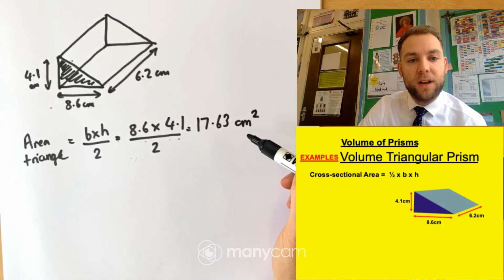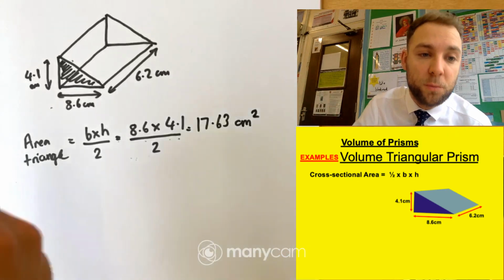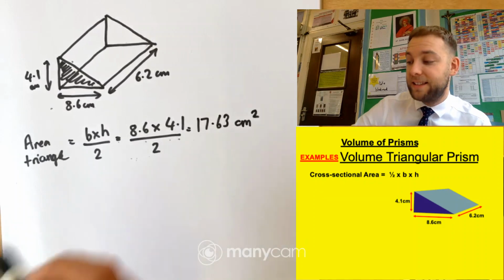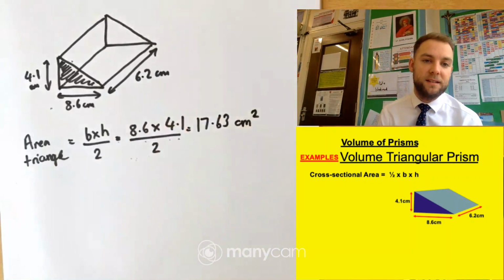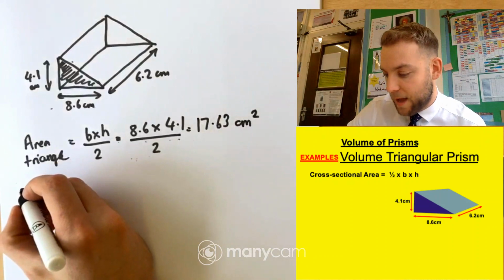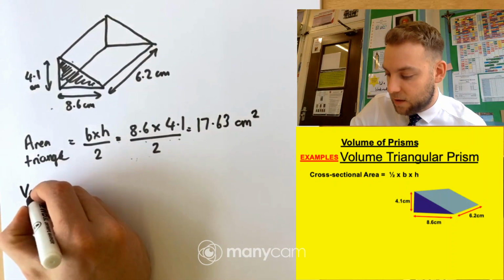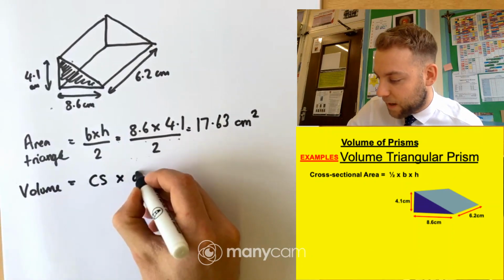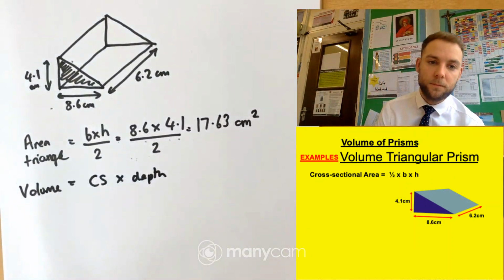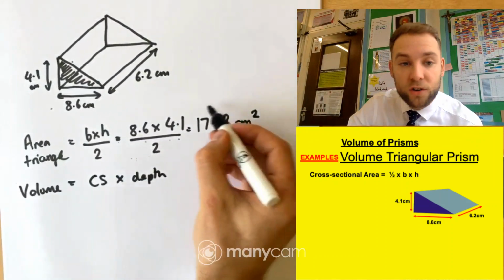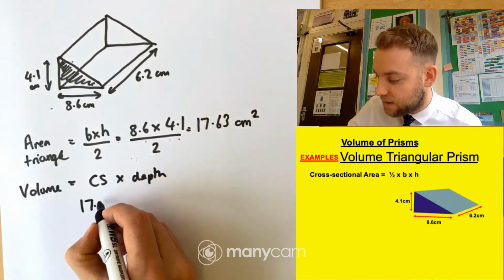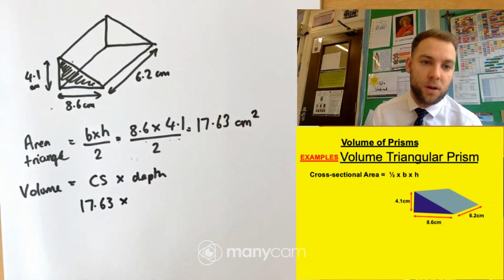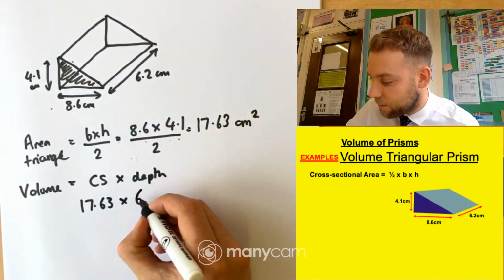So what we need to do now is we're looking for the volume of this. Now it's only an extra little step here from the area, and this simple step is to times by this. So I am going to make it really clear to the examiner, saying that the volume is equal to the cross section times by the depth. And I know that the cross section is equal to this, so 17.63 times by the depth, which in this case is equal to 6.2.